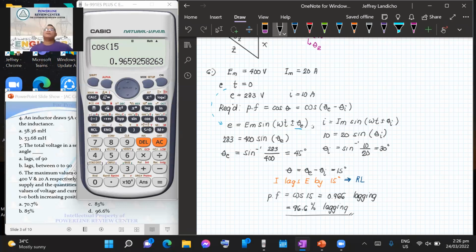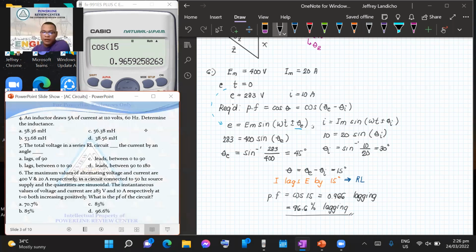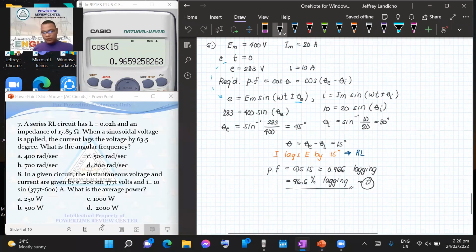So pwede natin i-express si power factor in terms of percentage or in terms of decimals. Okay ba? Any question regarding problem number 6 now, how to get the corresponding power factor based on the relation of your voltage and current? So if current lags, meron kang RL. If current leads, you have what? RC circuit. Okay, so iwan ko si number 6.